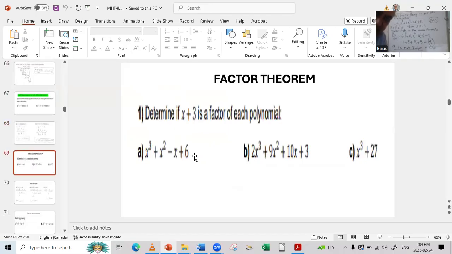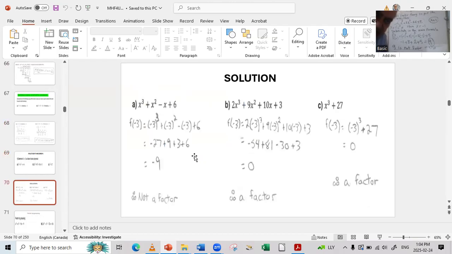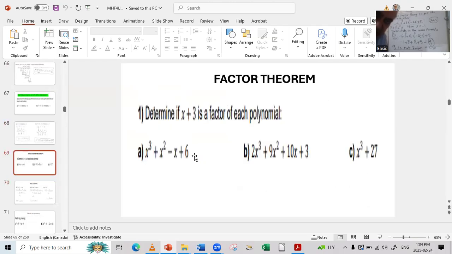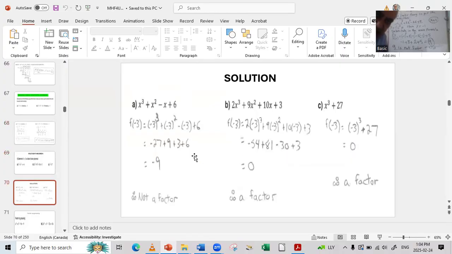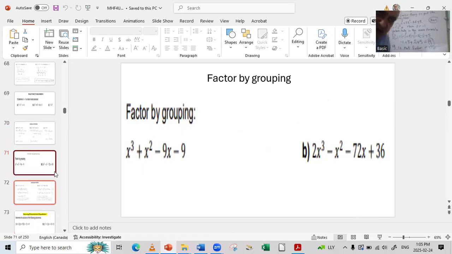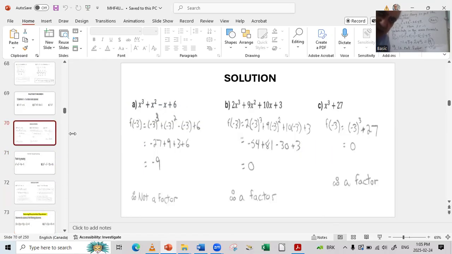Here it is. Determine whether it is a factor of each polynomial. So the first example we did was 9, so it's not a factor. As long as it doesn't equal 0, it's not a factor. Here are the 3 examples he did for the factor using the factor theorem. Just substitute with the value which you have. This is not a factor because it's -9. 0 is a factor, and here 0 is a factor as well. So if the result is 0, it's a factor, but any other number is not a factor. And that is the second part which we have today in this lecture.